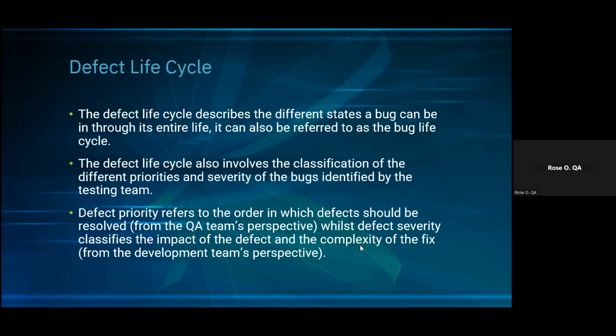Defect priority. Defect priority refers to the order in which defects should be resolved, from QA's perspective. Likewise, severity classifies the impact of the defect and the complexity of the fix from the development team's perspective. But let me explain to you in simple terms.